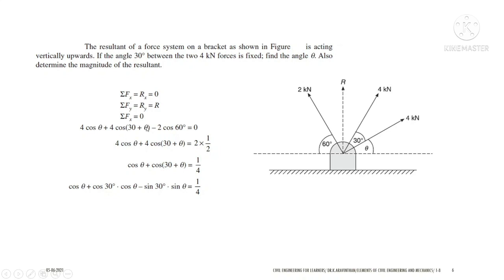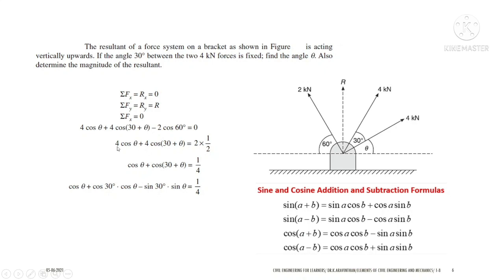Now you can take this outside of this equation, and you can keep it here. After that you have 4 cos theta plus 4 cos of 30 plus theta. All the components are divided by 4 and the 4 will get cancelled everywhere. So now you had 1 by 4 which will come here. Now cos of A plus B will be cos A cos B minus sin A sin B. So this is A and this is B.